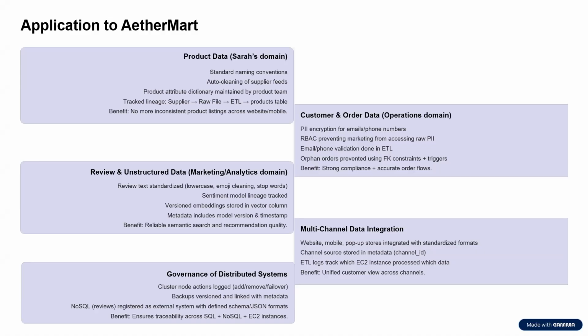So basically, we have to make sure that cluster node actions are logged, like whether we are adding any server, removing, and whatever is the failover, everything should be logged. We should ensure that backups are there and they are versioned, so we know which is the latest backup. So all of this ensures that traceability is there across SQL and NoSQL and the EC2 instances so that we can have robust database management.